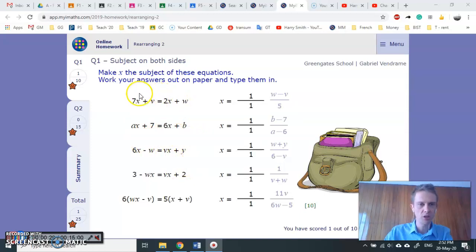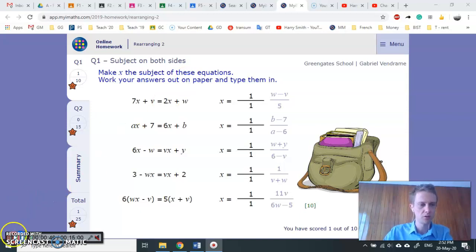Okay? I've just copied these questions over to a Word file. Let's just read the question first. Make x the subject of these equations. Work your answer out on paper and type them in. You definitely need to be doing these on paper.